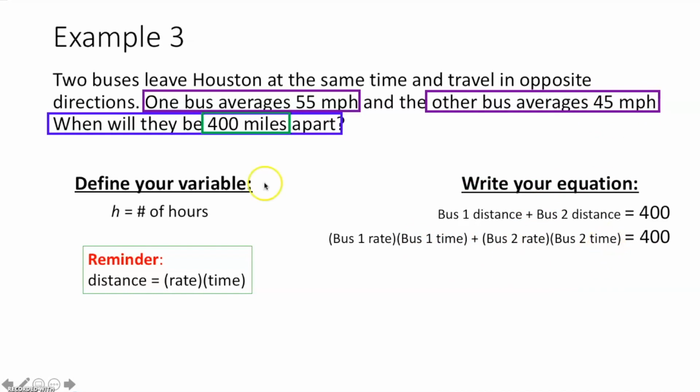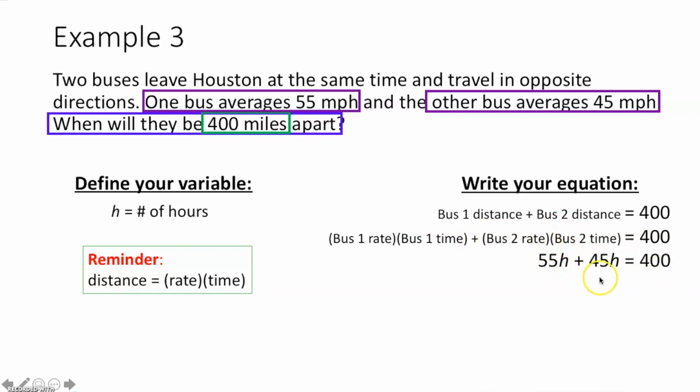What about the time? Well, it says when will they be 400 miles apart? Technically, it's going to be the same time for both, because when you're trying to figure out when will they be 400 miles apart, it's after the same amount of time. So we're just going to plug in H for bus 1 time and H for bus 2 time. Sweet. Now we got an equation.